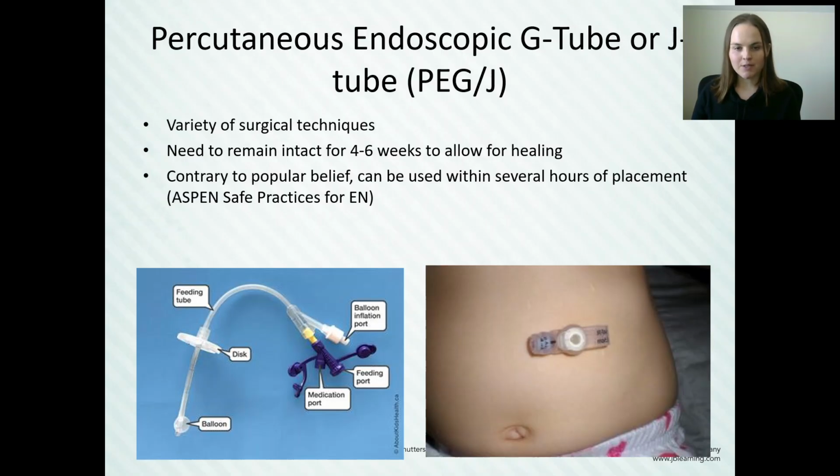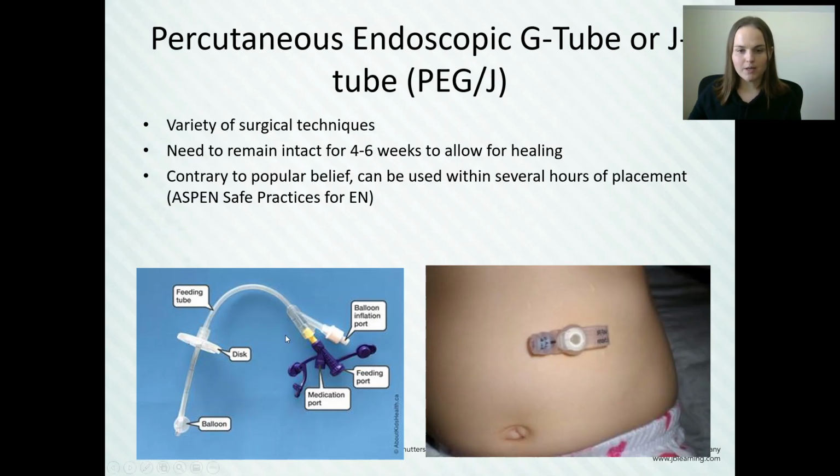If you're running into issues, you can refer to the ASPEN Safe Practices for Enteral Nutrition. I included that as an optional resource, and there's a little bit more discussion on when you can start using a G tube or a J tube.